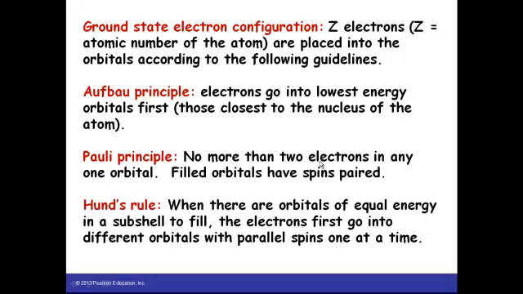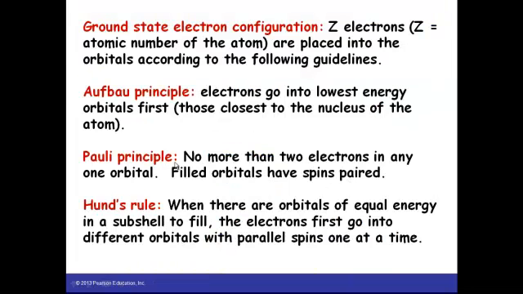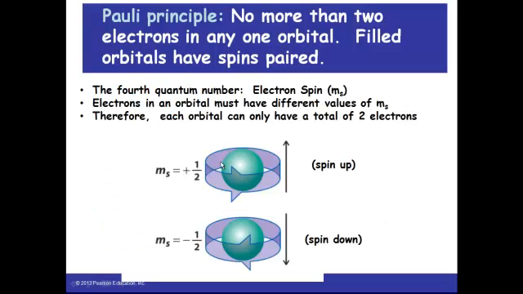Otherwise, the repelling force becomes too great and the other electrons would be kicked out. So the 4th quantum number deals with the electron spin. This also deals with Pauli's principle that no more than 2 electrons can be paired within any one orbital, and their pairing is going to deal with their spins. So one has to have the spin up and the other has to have the spin down.